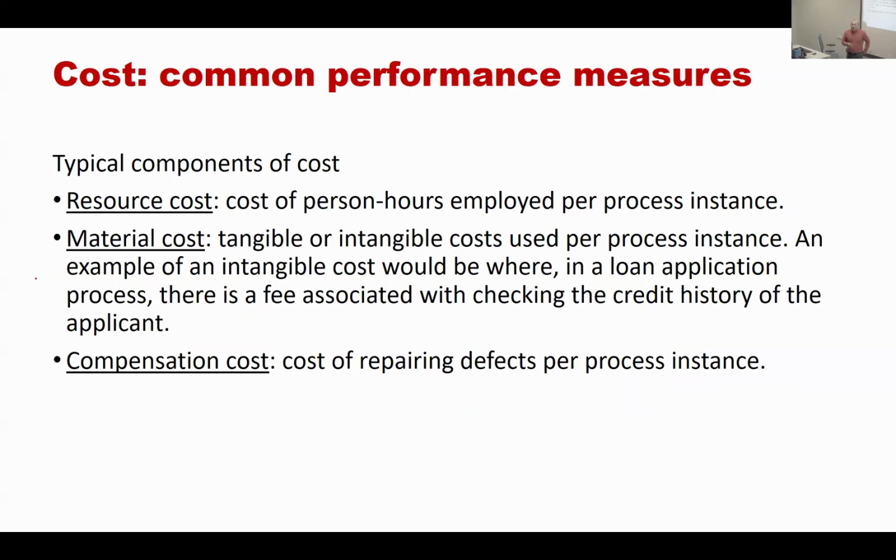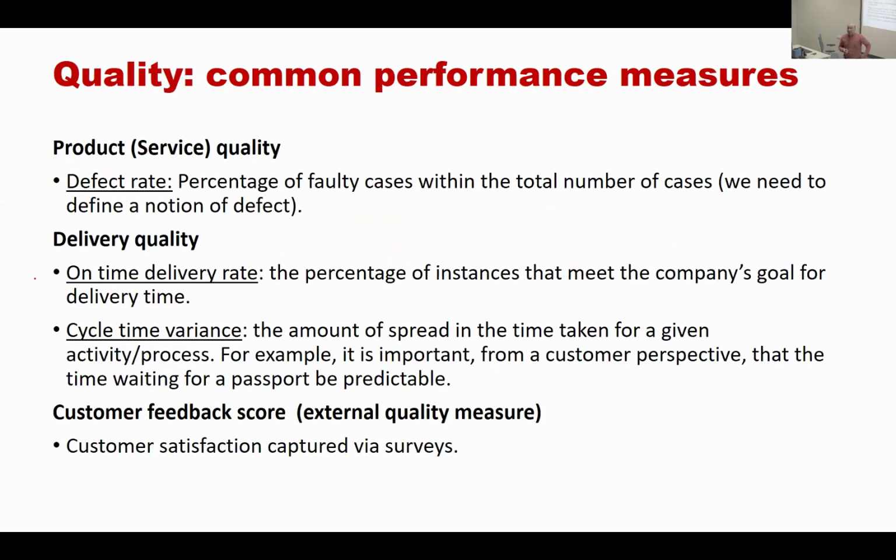Cost can usually be decomposed into 3 dimensions: the resource cost, the cost that the resources consume, the material cost, which is the cost of the products I am shipping to the customer or of the raw material I use to produce the products that I ship to the customer, and the compensation cost. In the field of BPM, as a process manager, I'm typically foremost interested in reducing resource cost. But of course, material costs and compensation costs are very important concerns in operations management.